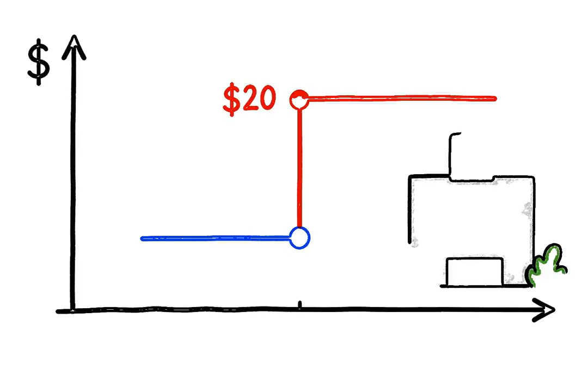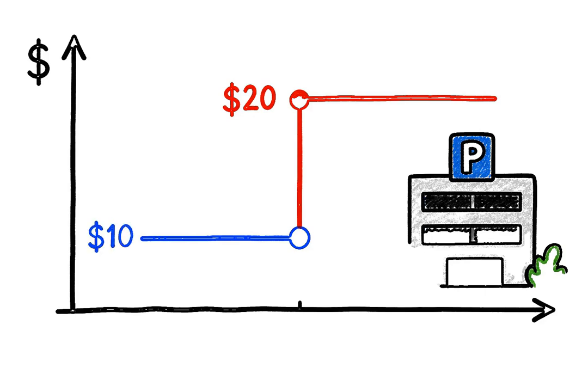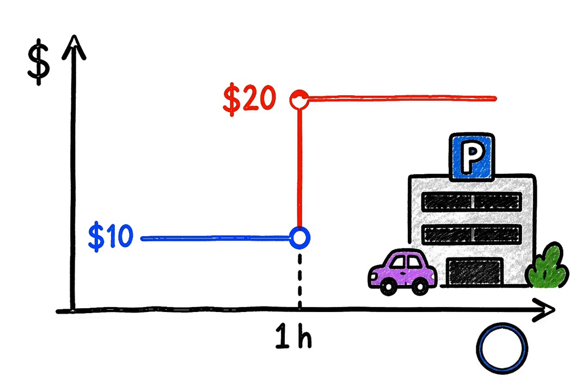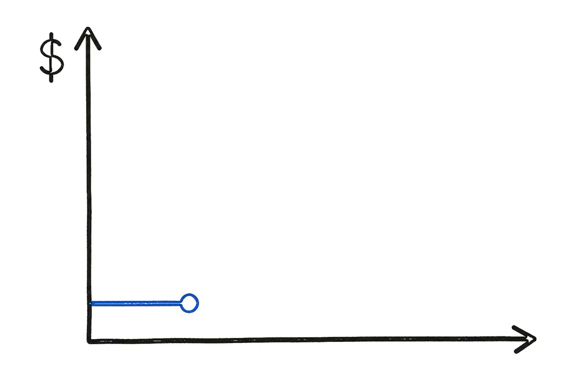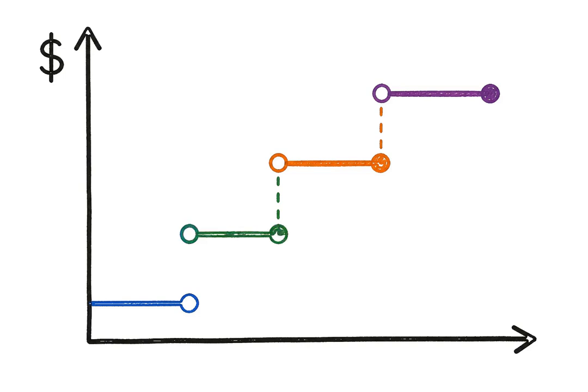But not all stories are smooth. Some jump. Think about a parking garage fee. It's $10 for the first hour. Then the moment the clock ticks past that hour, the price jumps to $20. That's a step graph, a series of flat lines with sudden vertical leaps. They're used for anything with a fixed price over a range, like postage or taxi fares.